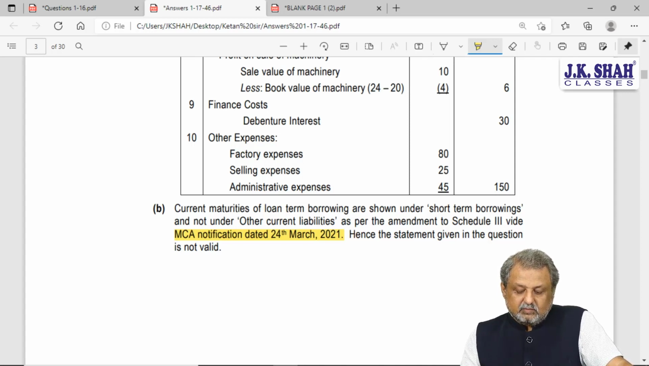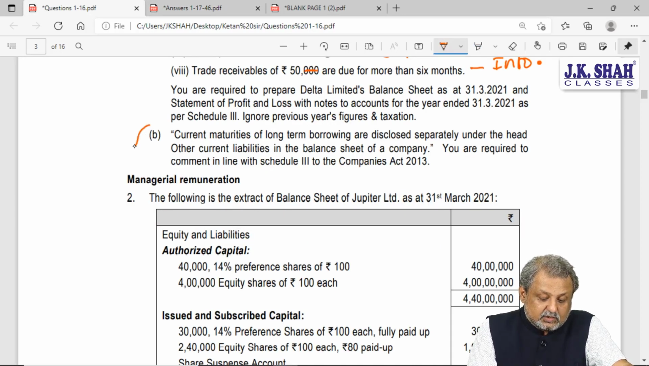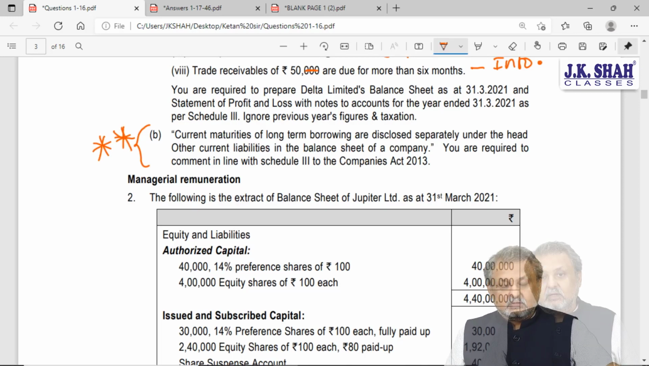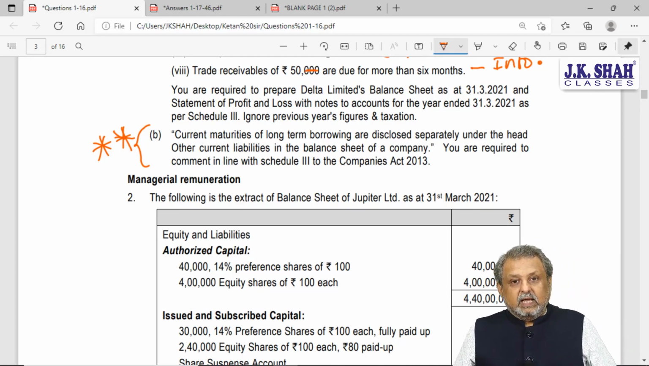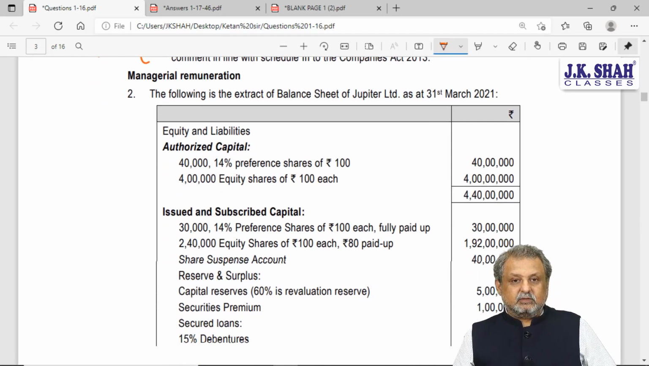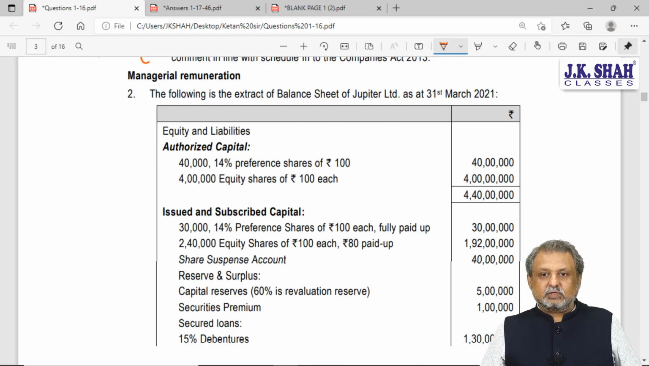So whatever the statement given is invalid. So please mark this as important. Normally we have seen that we show other current liabilities, but with this notification you have to show it as short-term borrowing. So that is with regard to the first type of question, that is final accounts. Very lengthy, very exhaustive. So that is question number 1.